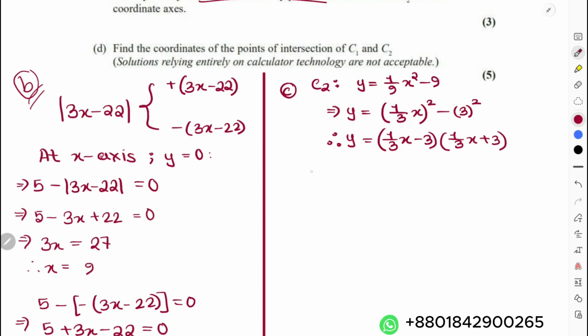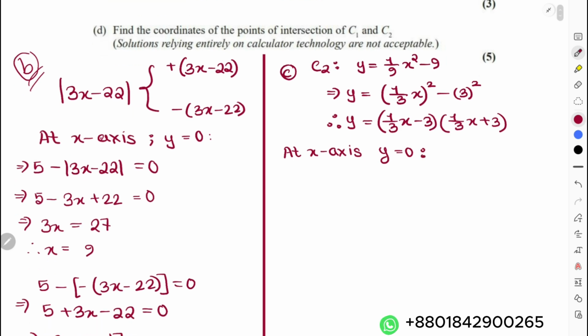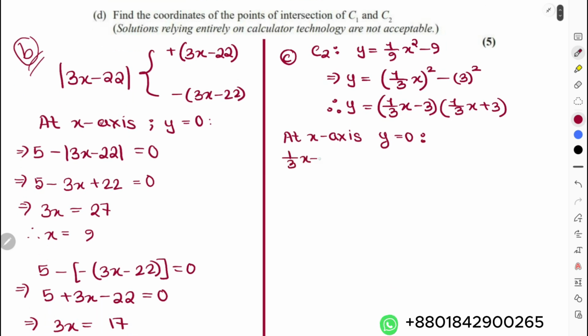So if you work with that, at the x-axis y is 0. If y is 0, then you can write 1 over 3x minus 3 equals 0, and from there you get x equals 9, since 3 multiplied with 3 is 9. Another value is 1 over 3x plus 3 equals 0, and this equation will give you minus 9.